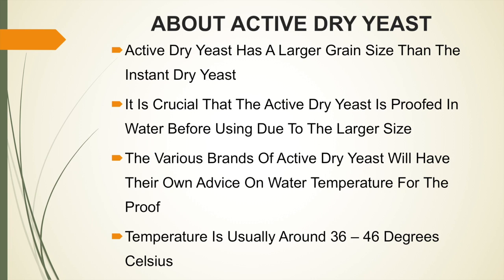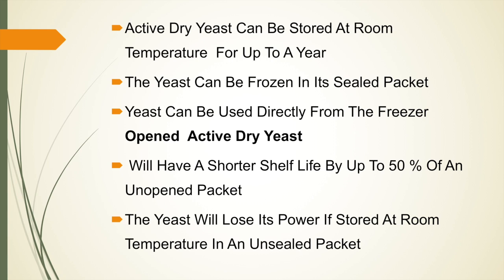So about active dry yeast. Active dry yeast has a larger grain size than the instant dry yeast. It is crucial that the active dry yeast is proofed in water before being used due to the larger size. So it can't be just added straight to the dry mix like the instant dry yeast. The various brands of active dry yeast will have their own advice on water temperature for the proofing of the yeast, but usually the temperature will be around 36 to 46 degrees Celsius.